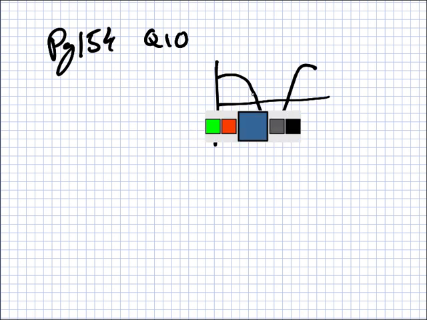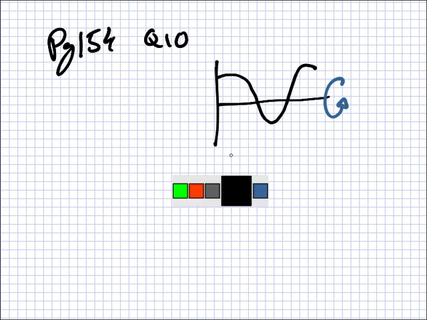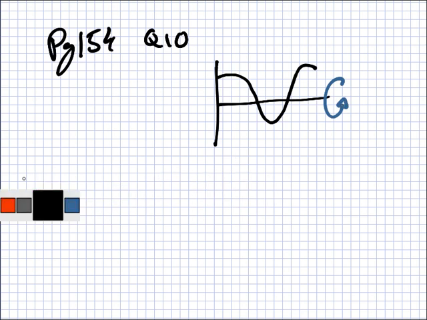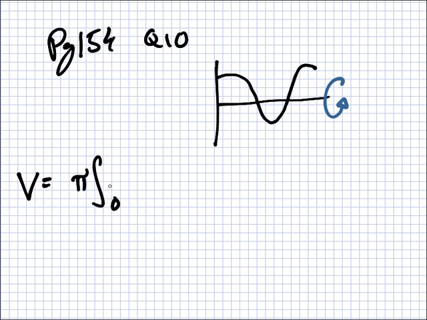Can I just have a pen to mark to remind myself to change that? Okay, thank you. So anyways, the idea is we spin that around. So the answer is volume is pi integral from 0 to 2 pi of cos squared x dx.